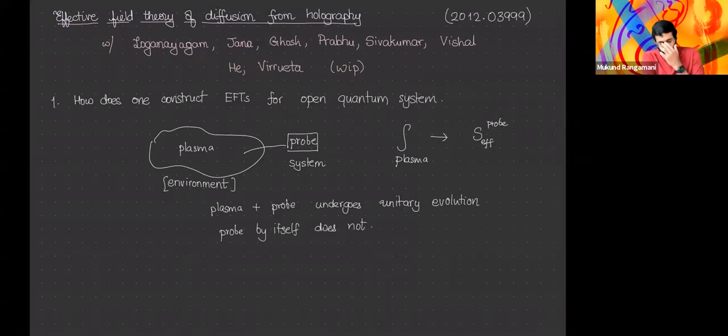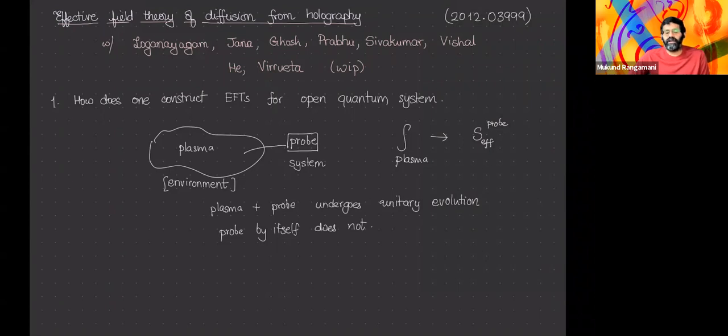This problem is interesting for many reasons. You could phrase this in the language of entanglement buildup in the probe, or directly in terms of saying that we have an effective non-unitary Lindbladian evolution for the probe, which you would like to phrase in terms of what the effective Lindblad couplings are. And this is not a new problem. It has been around for 60 years.